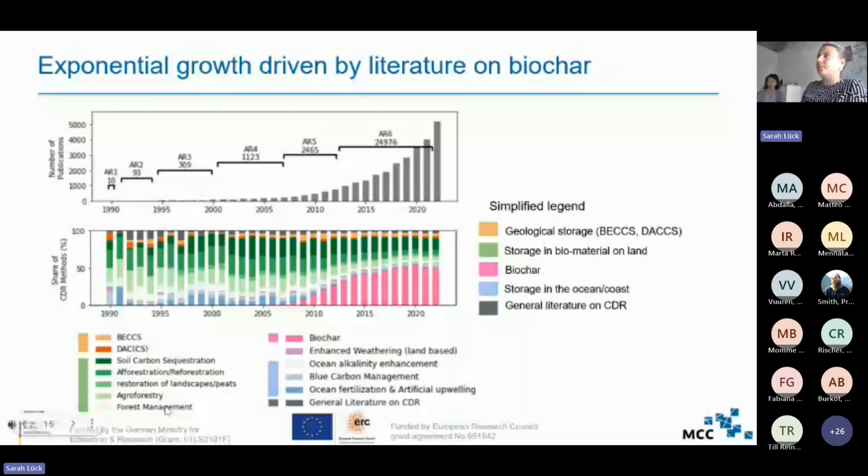Of course, we have a distinction between the different CDR technologies. To read the graph a little bit more easily, because we have lots of different colors, I made a simplified legend. Basically, greenish is all the storage, biomaterial and land, and geological storage are those things, BECCS and DACCS. And we see from 2010 massive growth on biochar. Basically, the exponential growth is mainly driven by growth in biochar. And here we have more than 50% on biochar in these years.